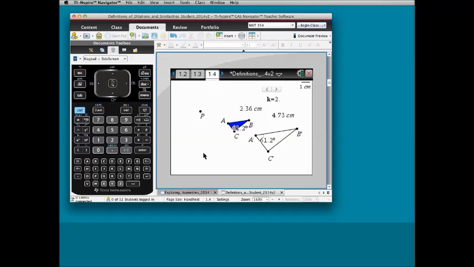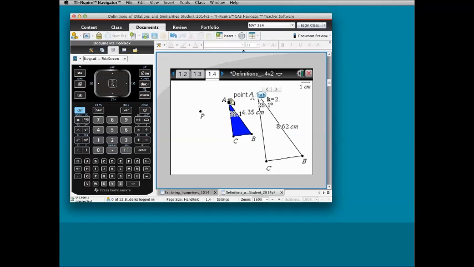Dan, do me a favor. Grab one of the vertices of ABC and change it. What do we notice about those angles? Yeah, let me move these numbers so people can see them. Okay, good.